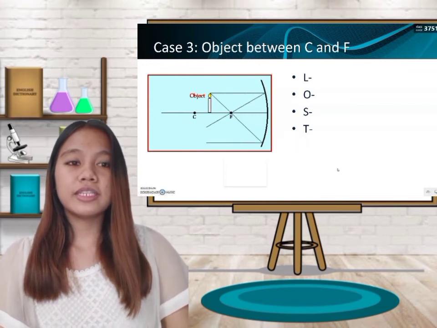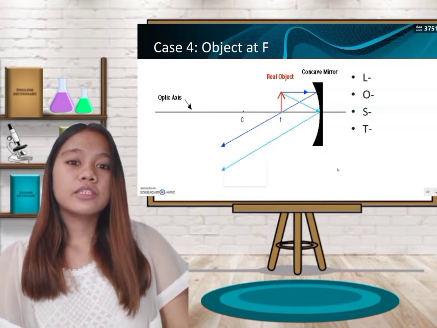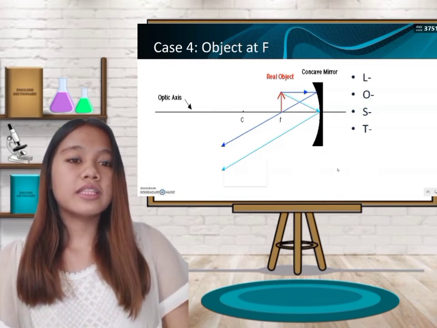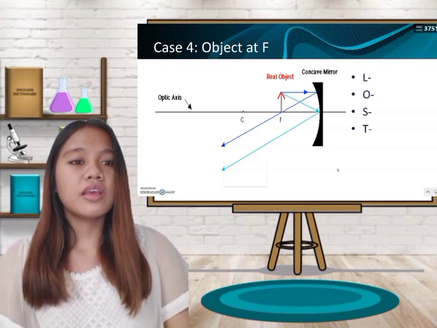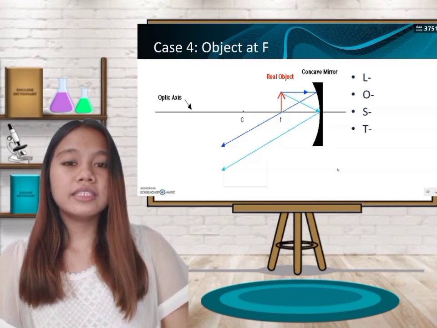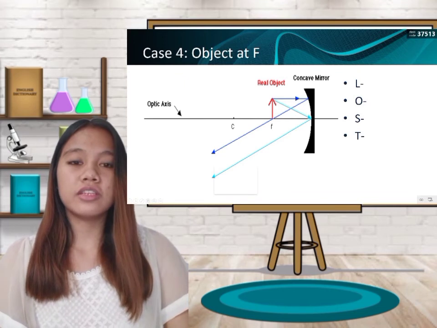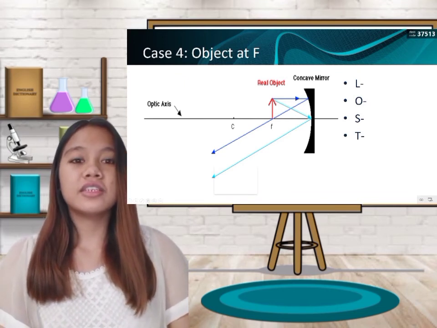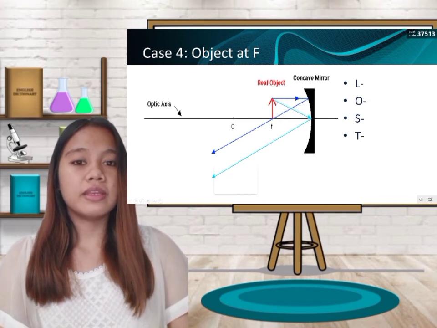The next one is case number 4, object at F. So you will notice that there is no intersection. So what do you think is the image formed? In this case, there is no image formed because there is no reflection. Therefore, we cannot answer the 4 different points in describing the image.